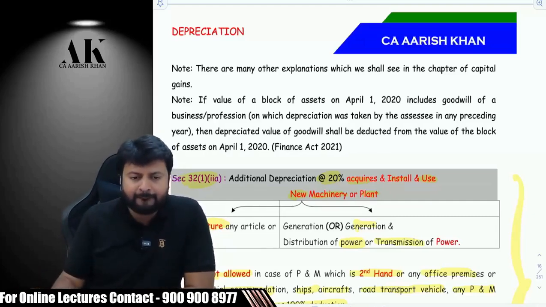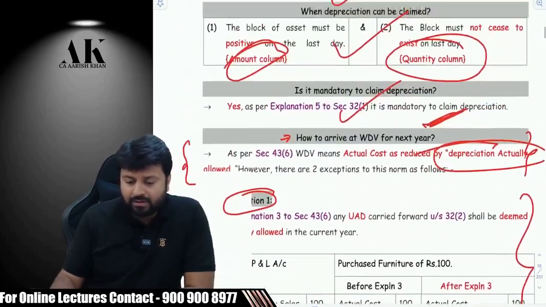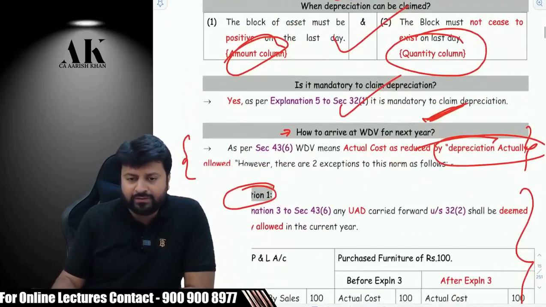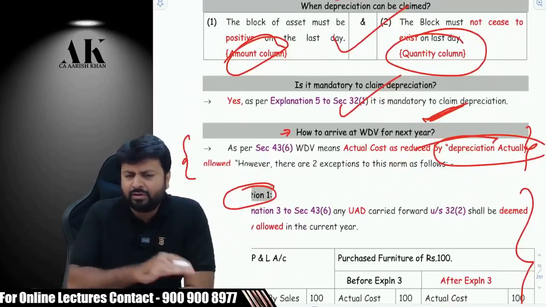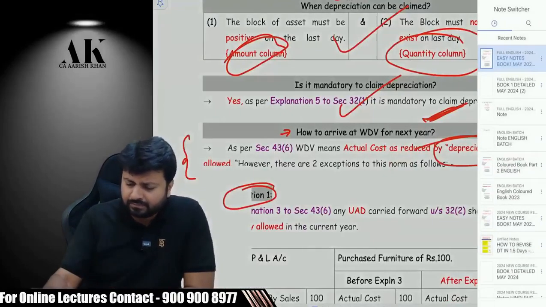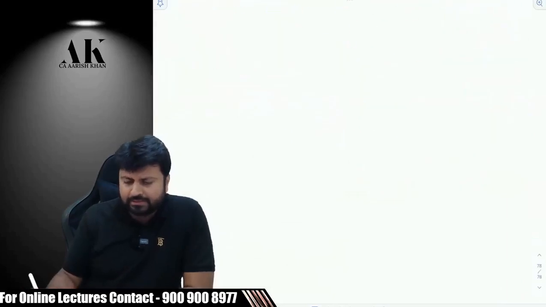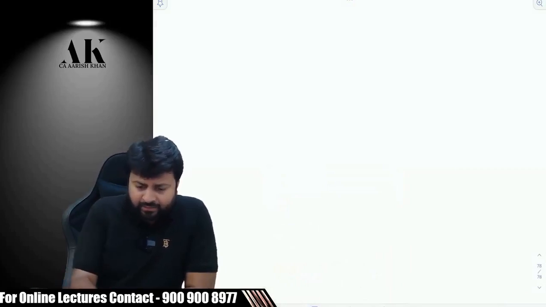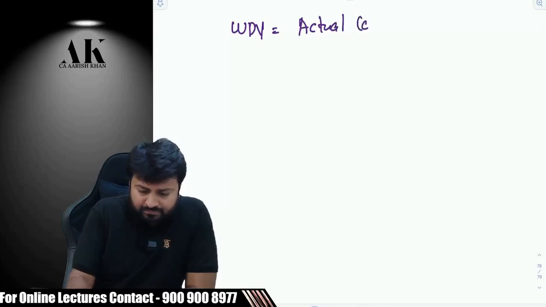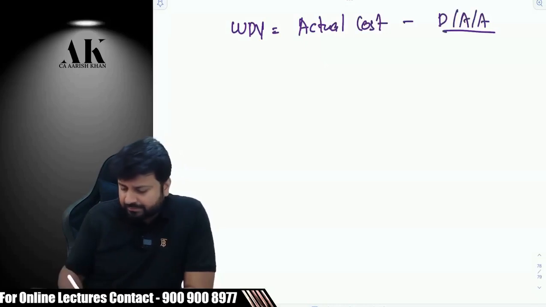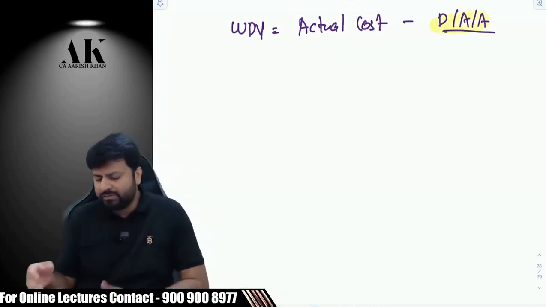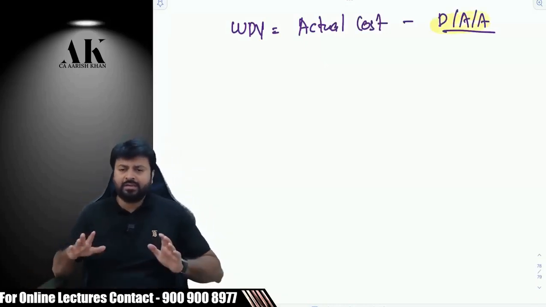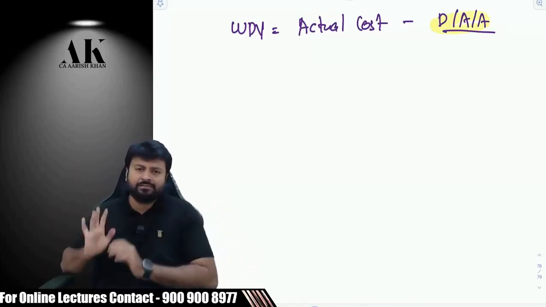Now, coming back to the discussion of WDV once again. You will find all of them in the main book also. Pay attention, please. WDV is a matter of great concern for us. WDV is equal to what? Actual cost minus depreciation actually allowed. Depreciation actually allowed means what? I have told you again and again: a depreciation which is allowing us to save tax.